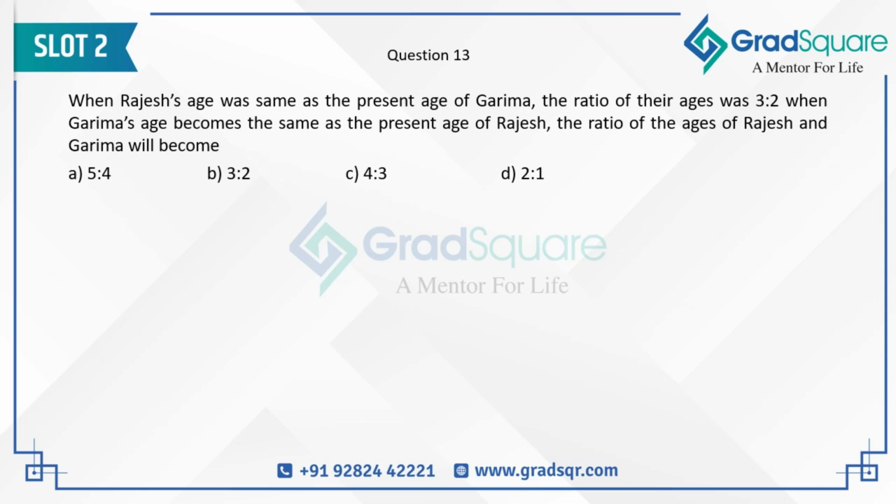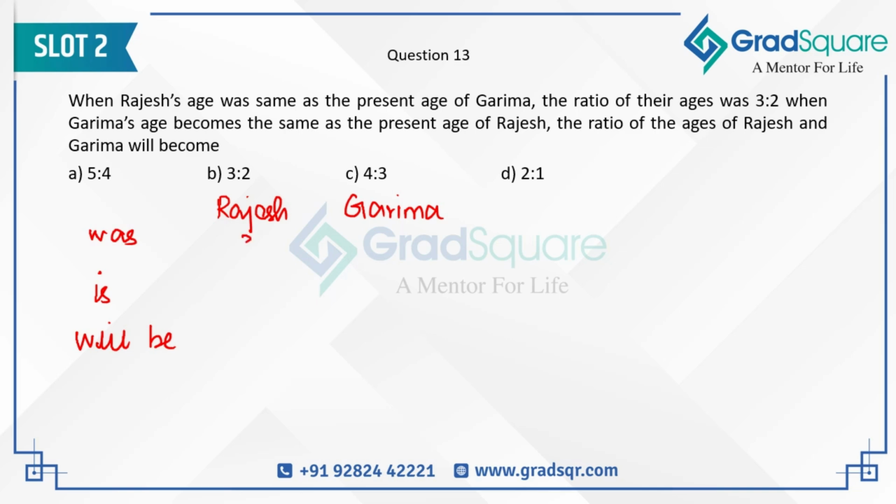Now in this question, when Rajesh's age was the same as the present age of Garima, the ratio of their ages was 3:2. When Garima's age becomes the same as the present age of Rajesh, what will the ratio of the ages of Rajesh and Garima become? Now 3 timelines have been discussed in this question: past tense, present tense, and future tense. And the two persons are Rajesh and Garima. And the ages of Rajesh and Garima are in the ratio 3:2.